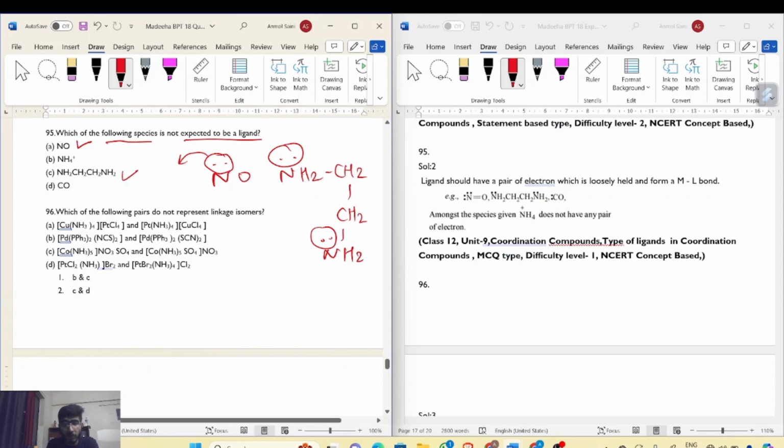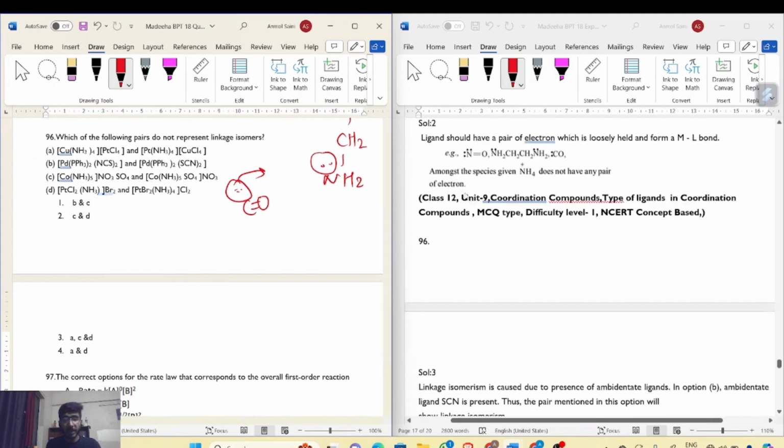And now for CO. We know that at CO there is a double bond attached with oxygen and carbon has one lone pair left. Okay, so it can also donate its lone pair and can work as ligand. But in option number B, NH4 positive, we don't have any lone pair, so we can't donate any lone pair, so it can't work as ligand. So option number B is our correct answer.